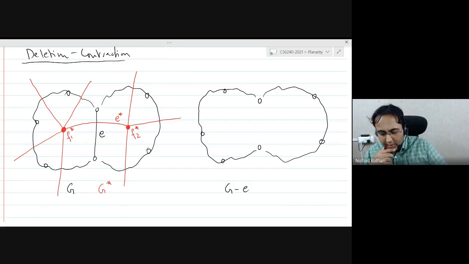What happens in the dual? Well, in the dual, F1 and F2 have combined, or merged, if you like, into a single face. All other faces of the graph are the same, right? Of course, there is a possibility that the edge E was a cut edge, in which case F1 would be equal to F2. But let's not worry about that right now, or consider that a corner case that you can think about yourself, right? So let's consider the case where E is not a cut edge. Then these two faces combine into a single face.